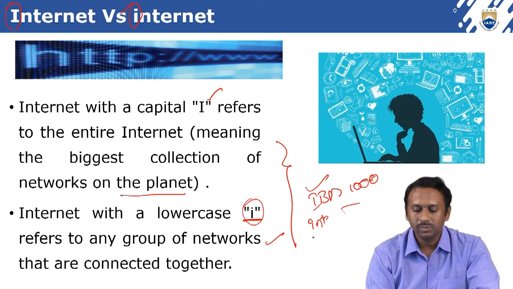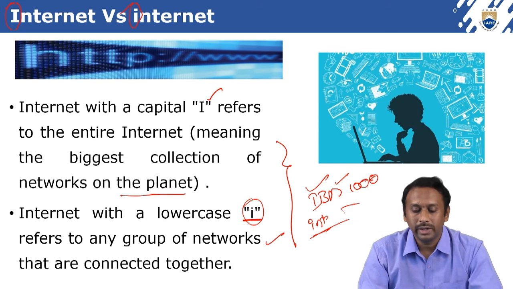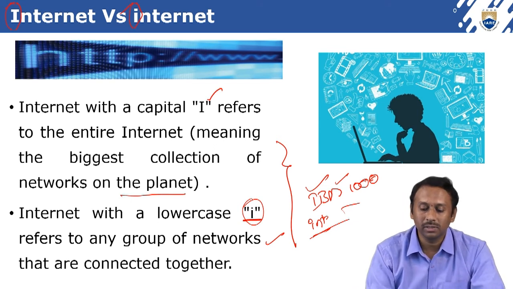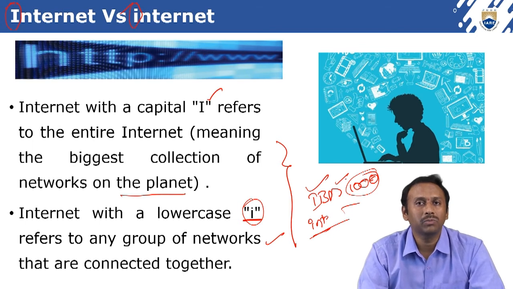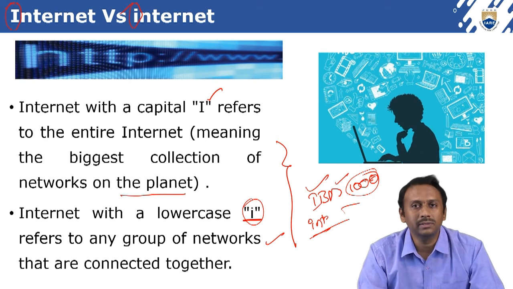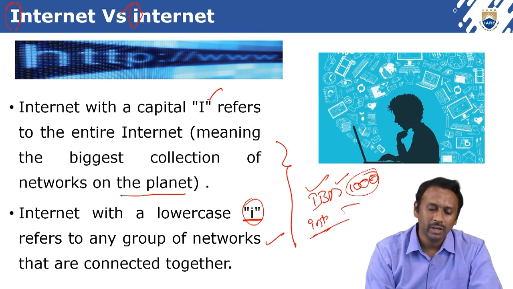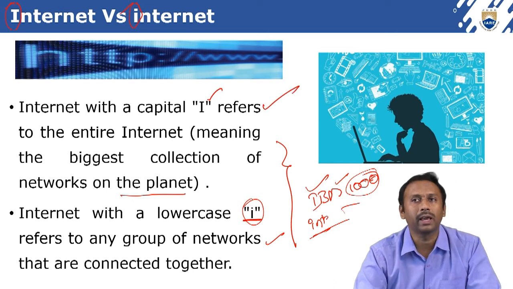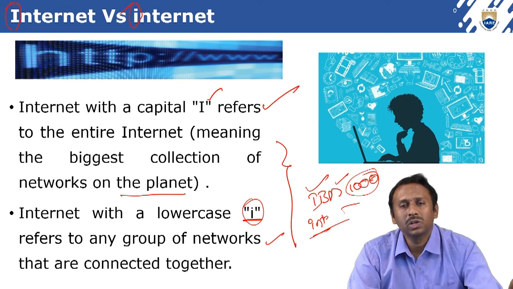If I use small internet, that is suitable here, because here, beyond these databases, whatever these 1,000 branches are there, beyond this we cannot search within the 1,000 branches. So whatever data exists in their servers, only those things we can retrieve. But whereas here, capital I means the collection of all networks.